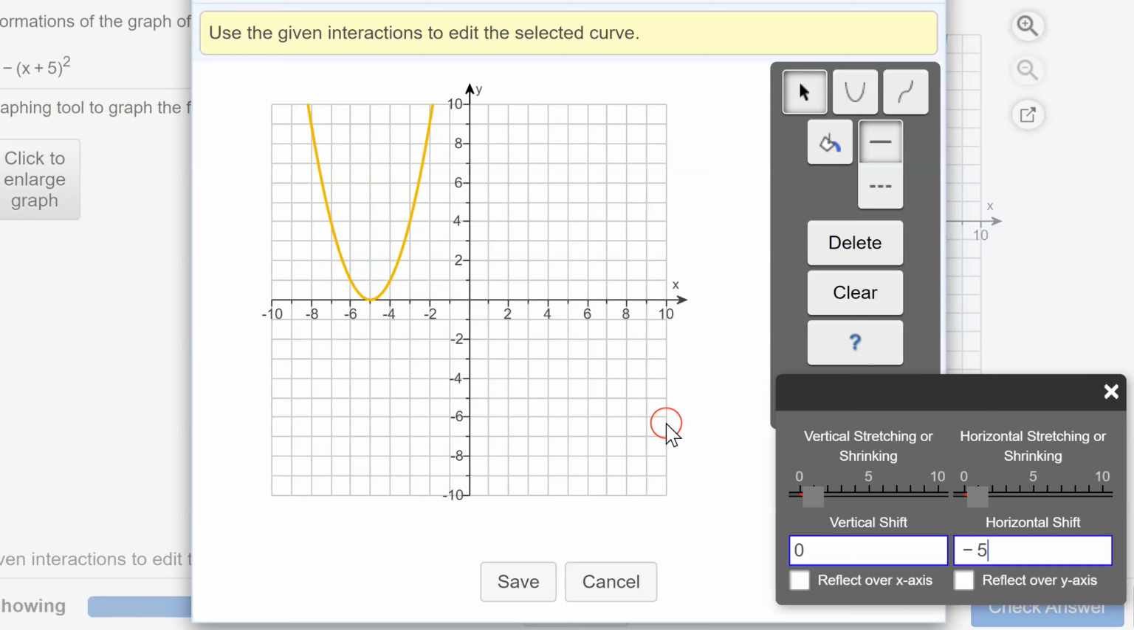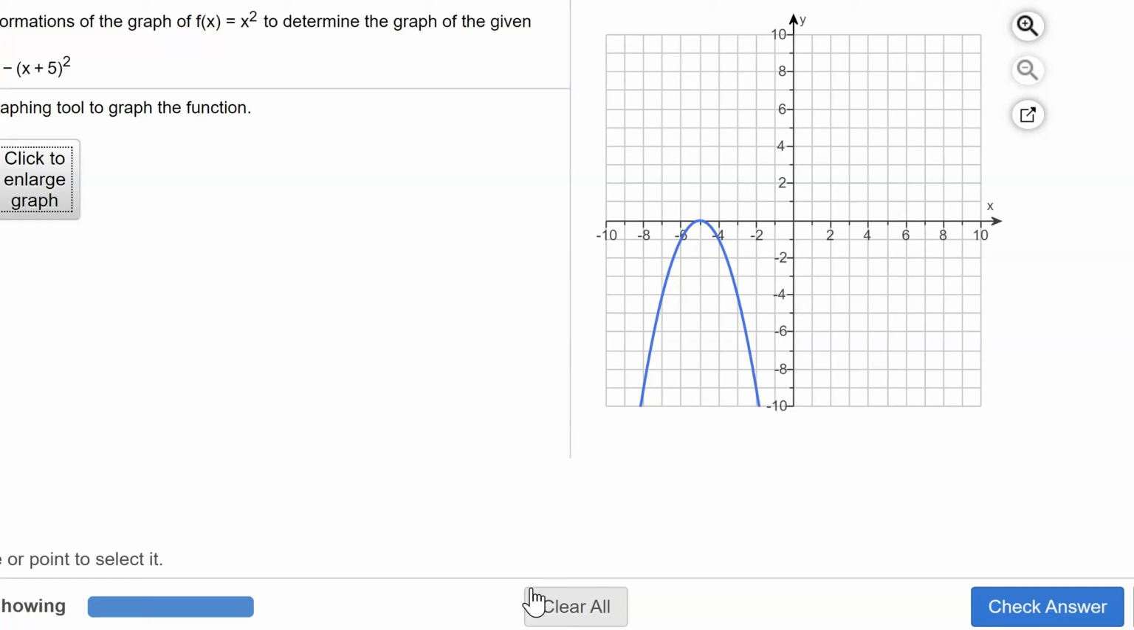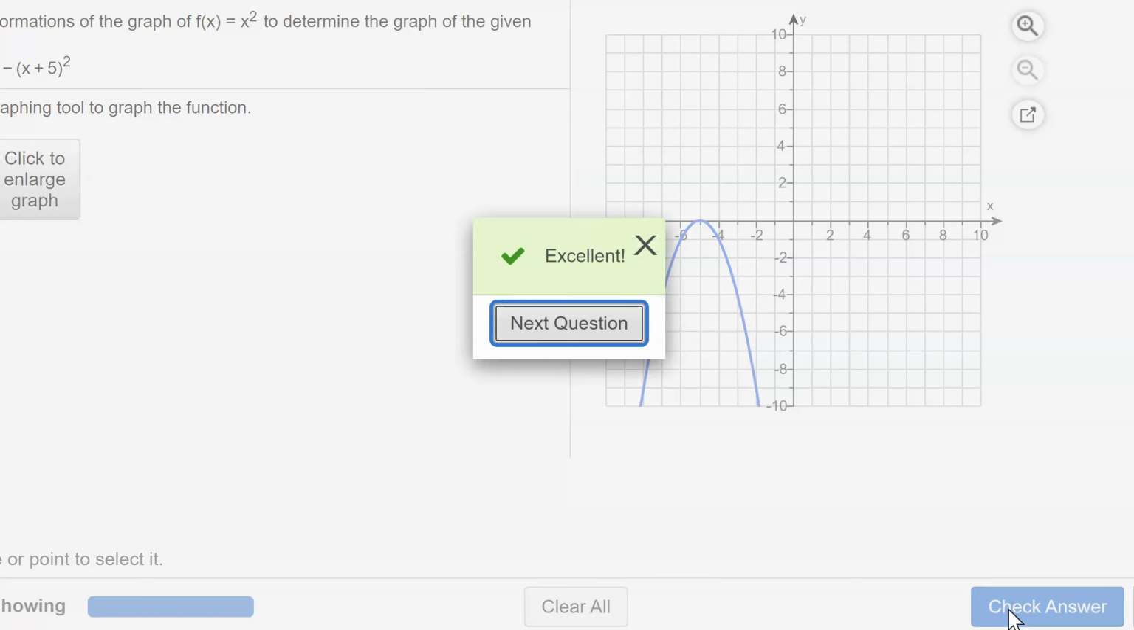Yes. Then I needed to do a vertical reflection over the x-axis. And notice that says it's a vertical flip, which is what I want. So check that. There's my vertical flip. So there's my final graph. I save it, and then I check my answer. So that is how you use the graphing tool to graph transformations in MyMathLab.